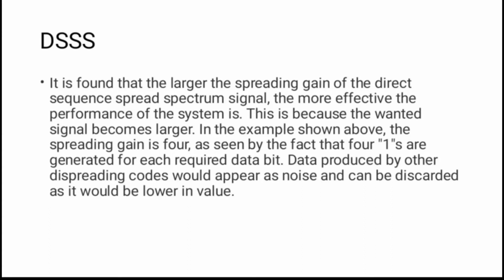DSSS. It is found that the larger the spreading gain of the direct sequence spread spectrum signal, the more effective the performance of the system is. This is because the wanted signal becomes larger. In the example shown above, the spreading gain is 4, as seen by the fact that 4 chips are generated for each required data bit. Data produced by other spreading codes would appear as noise and can be discarded as it would be lower in value.